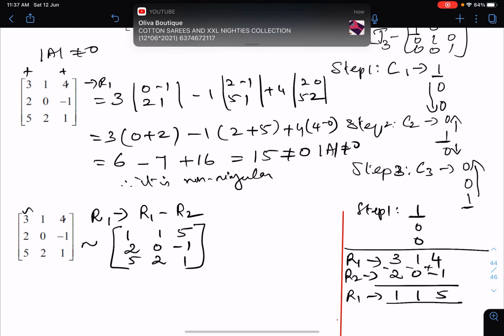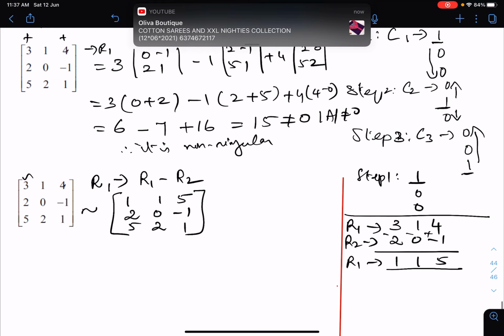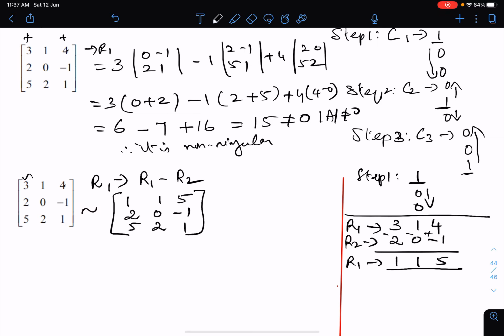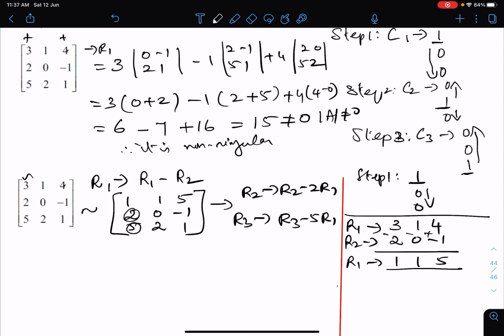Now after finishing this one, you have to make the other two elements, that is this 2 and this 5, you are going to bring to 0. So how are you going to do that? For that, you are going to make the transformations as R2 minus 2R1 and R3 as R3 minus 5R1, because we made it 1, you are going to do it with the R1.